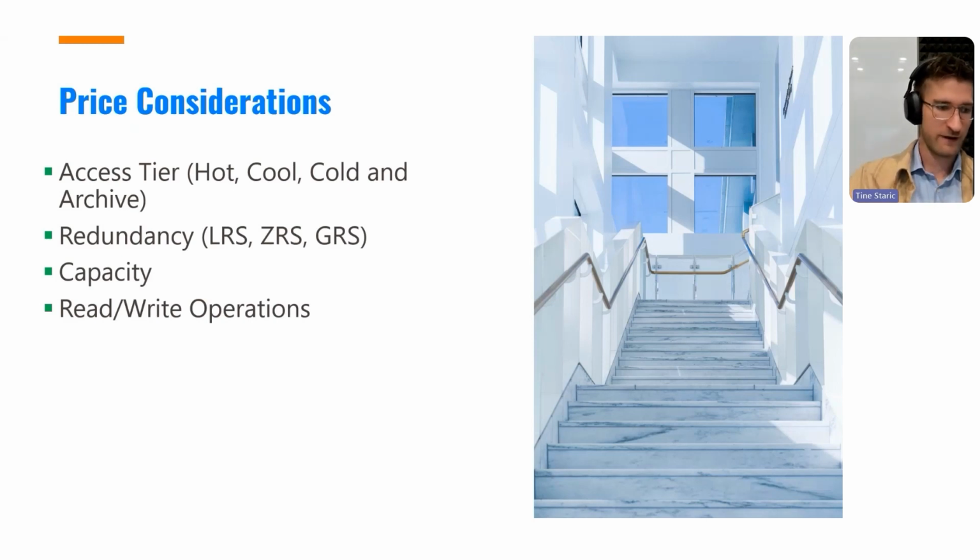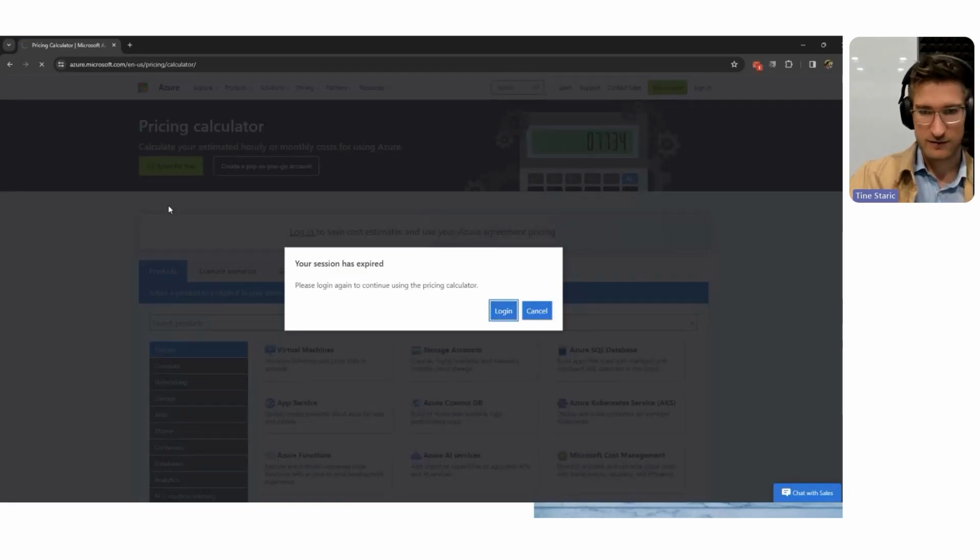We're going to deep dive into 4 topics over here: access tier, redundancy, capacity, and read-write operations, because these can have quite an impact on the price calculation. And then we're going to go back to the price calculator, and we're going to go together through a case where we're going to model a price for a small company. So let me switch to the price calculator over here to log in again.